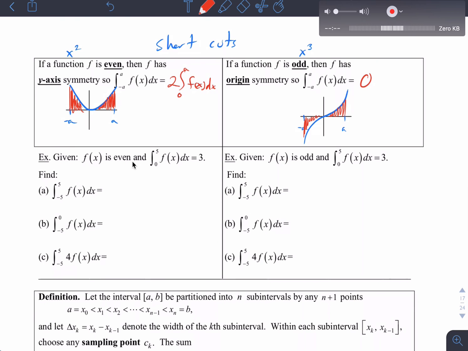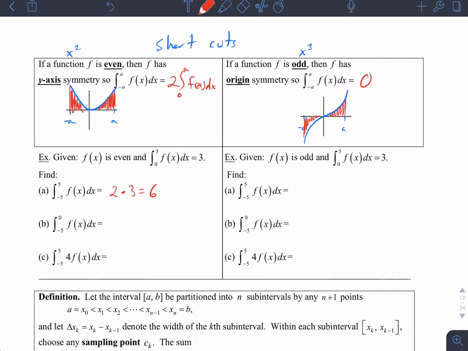They're telling us that f is an even function and the integral from 0 to 5 is 3. So they're asking us to find the integral from -5 to 5. Well, because it's even, we know that negative a to a is the same thing as doubling from 0 to a. So we double 0 to 5. This is 2 times 3, which is 6.